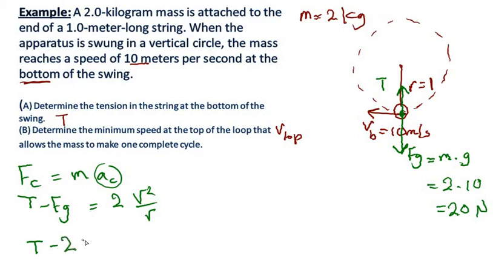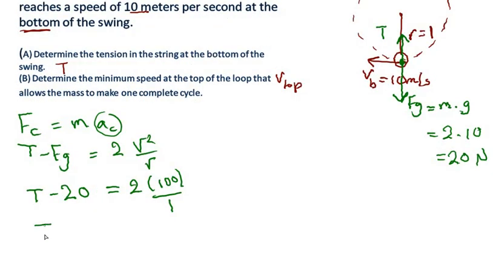So this is T minus 20 equals 2 times v squared, which is 100, it's 10 squared, over the radius, which is 1. T minus 20 equals 200. So the tension is 220 newtons.